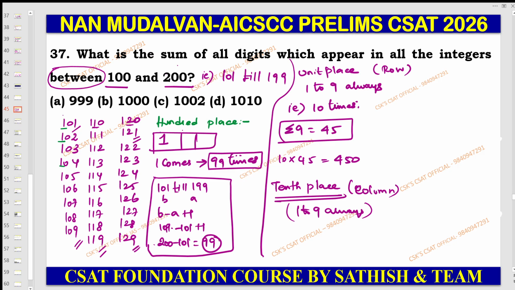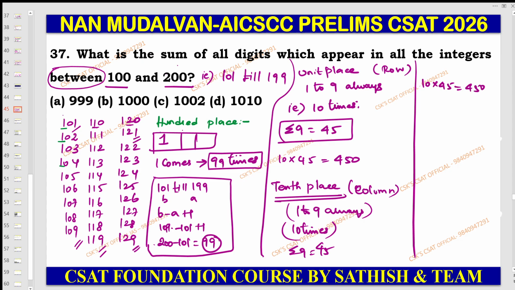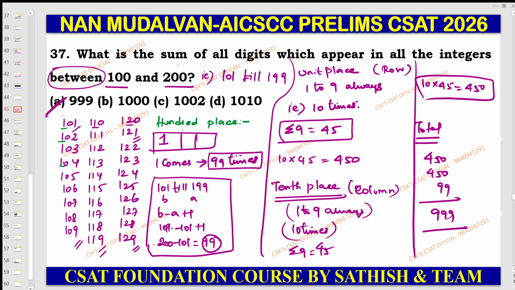So if you see the 10th place here, 1 comes here, 2 comes here, 3 comes here in the column-wise. Okay. So that is the logic here. So therefore 10 times. So summation 9, same 45, 10 times, 10 into 45, 450. So that is, therefore total 450 plus 450, then 99. So 999. Understood everyone?